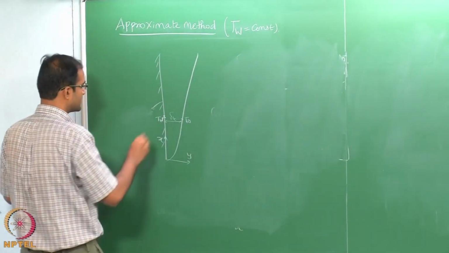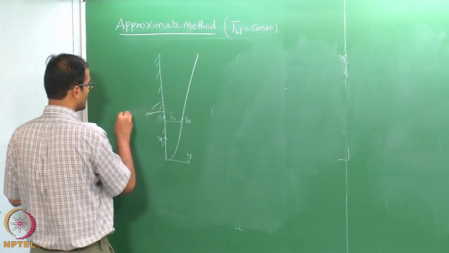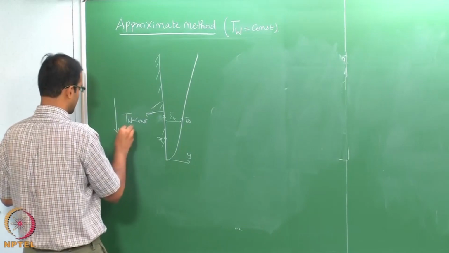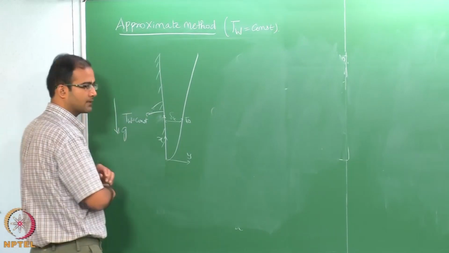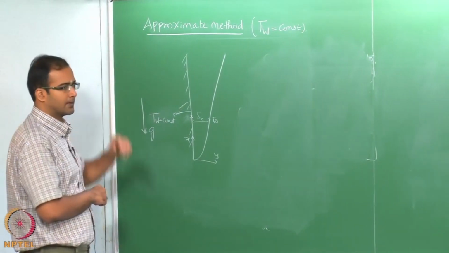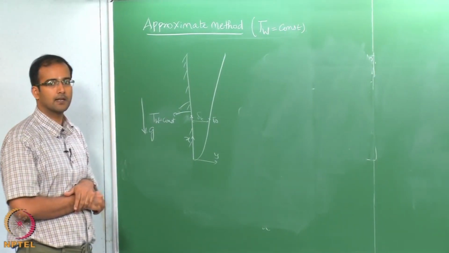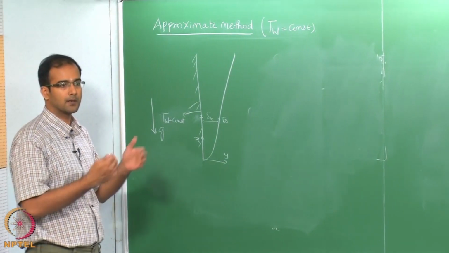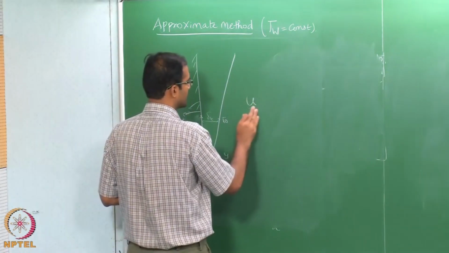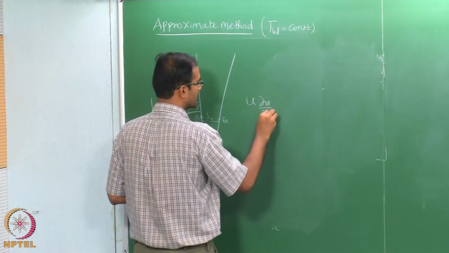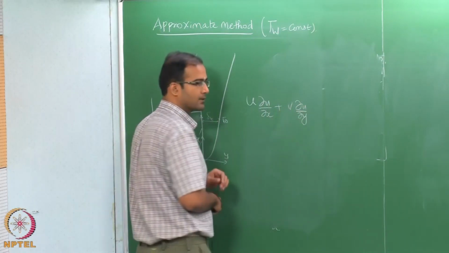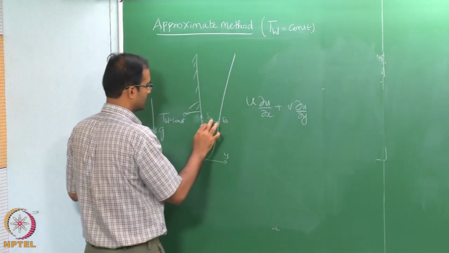Okay. So, let us assume that now the wall temperature is maintained constant, you have gravity acting downward and you have a natural convection boundary layer. The first point in deriving the approximate method is to derive the integral equations for both momentum and energy. So, let us try to find the integral equations by integrating the momentum equation and the energy equation across the boundary layer. Okay.